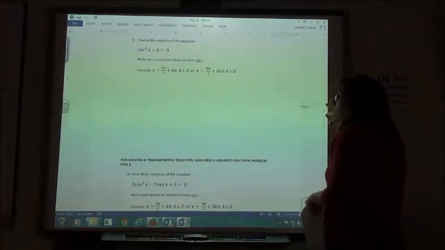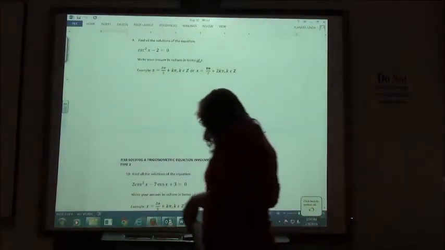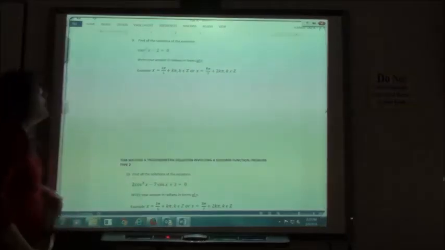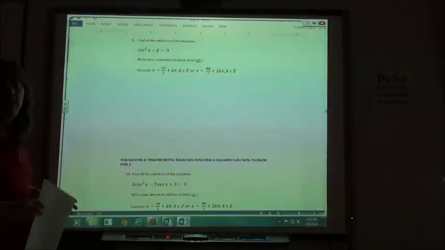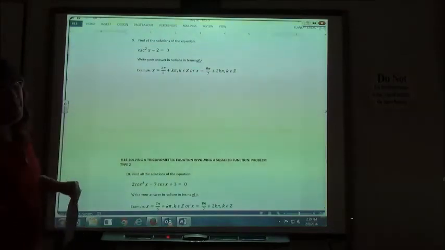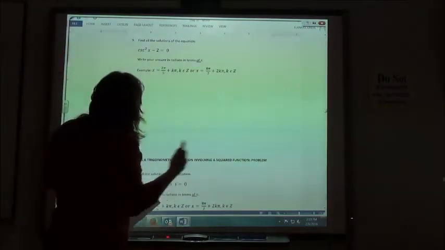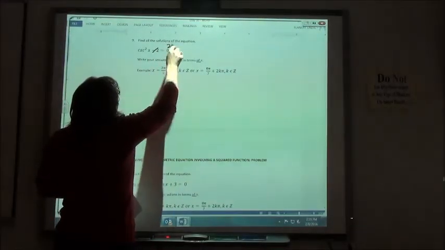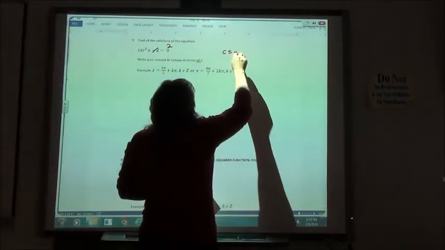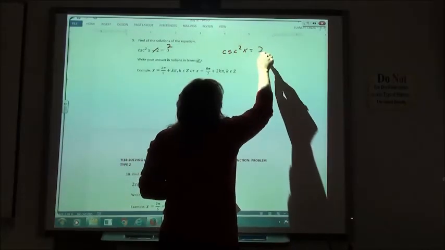Number 9, this time we have a cosecant. So on cosecant, like sine and cosine, I'm probably going to end up with 4 answers instead of just having 2 because I'm not going to be able to combine them together. Or I might not be able to combine them together. First we better solve this. So first of all, I'm just going to move my 2 over to the other side. So cosecant squared of x equals 2.